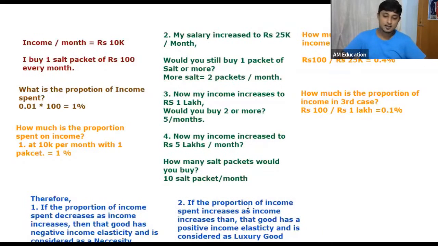Is there anything else? If the proportion of income spent on the good remains the same as the consumer's income increases, this represents a useful dividing line. When income elasticity of demand is equal to 1, the proportion of income spent on the good remains the same as the consumer's income increases. Can there be any example for this? I'll give you an example.